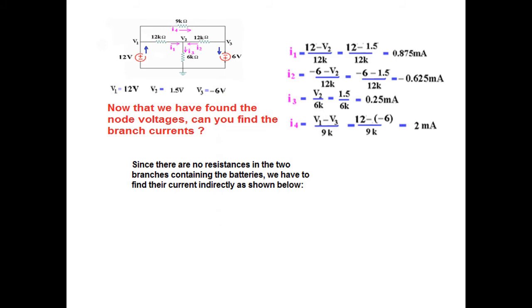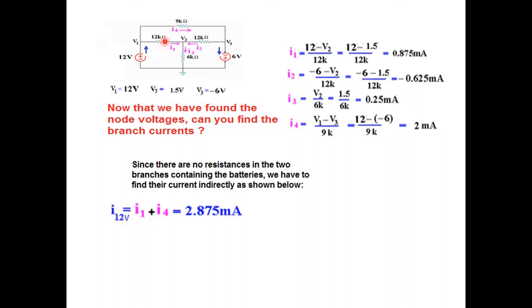So we take an arbitrary direction. We're taking the current leaving from the positive terminal of the battery, and in this case also the current leaving from the positive terminal of the battery. So these are the 2 directions we have assumed. Now if you can see, this current, which we'll call I12, is equal to this current plus this current. So I12 is equal to I1 plus I4.